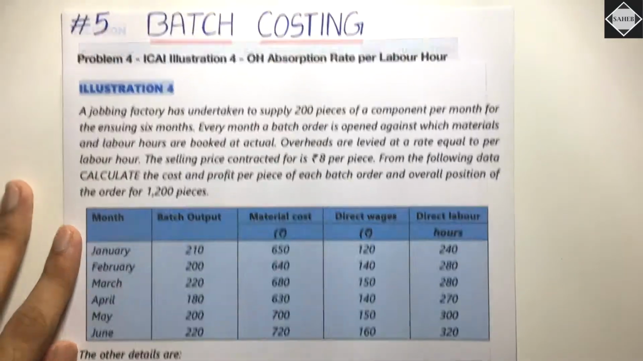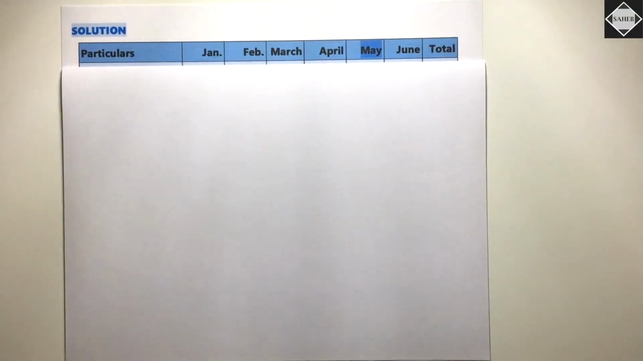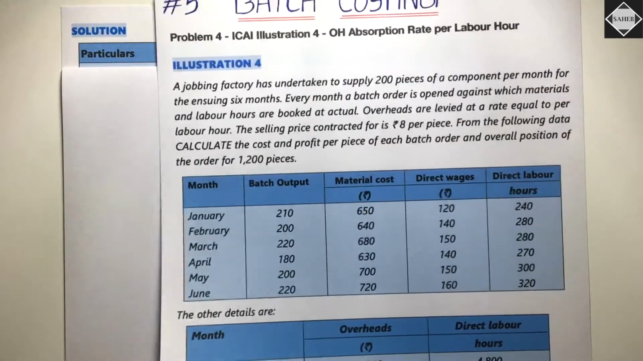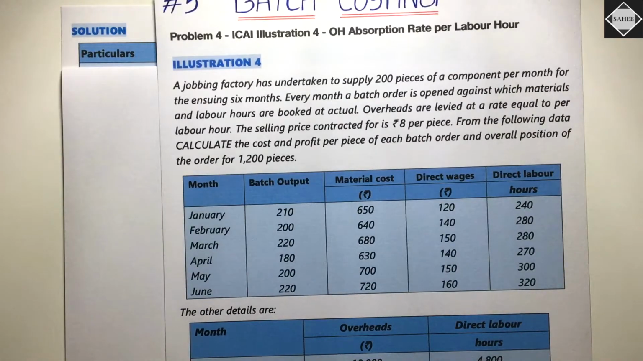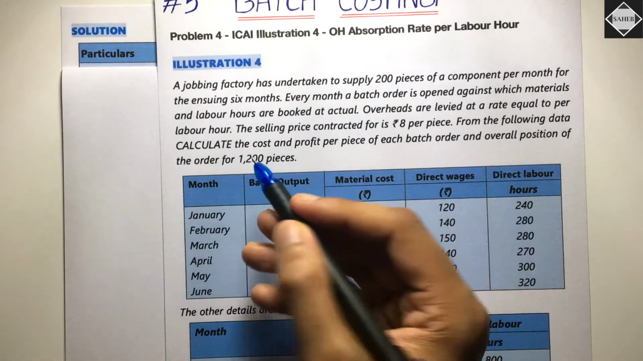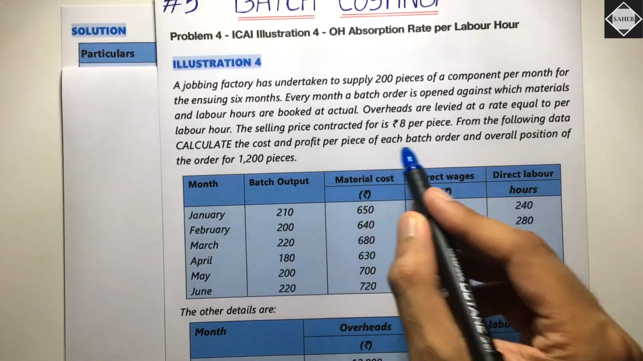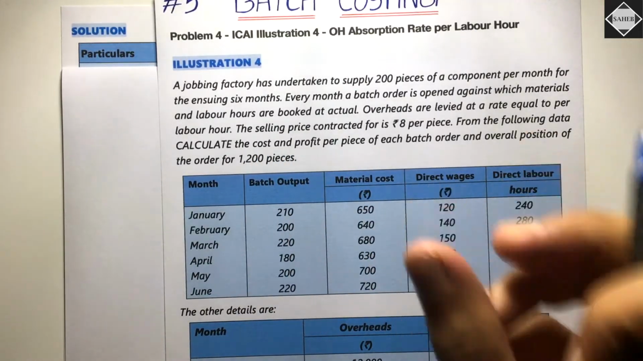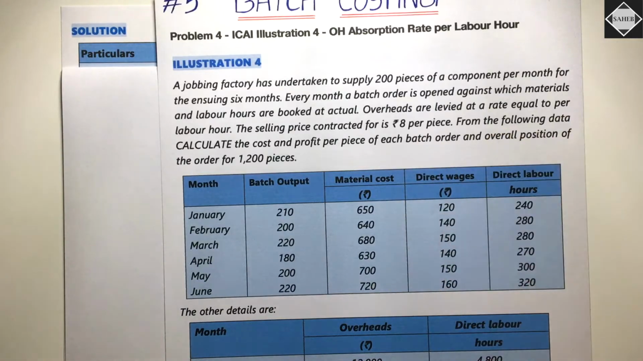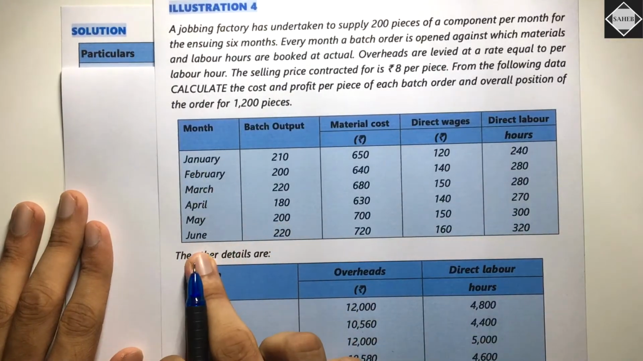Now see, here we have the solution. Let's understand what we need to do over here. It's really simple. We just have to prepare a simple cost sheet to fulfill the requirement, and the requirement is to calculate the cost and profit per piece of each batch and also of the entire batch. So many batches are there. How many batches are there? 6 batches are there. You already know that.